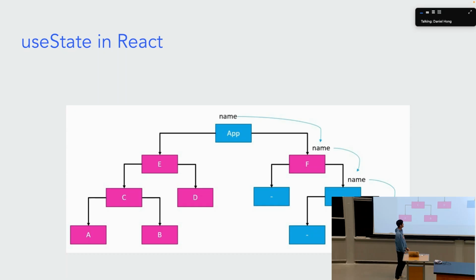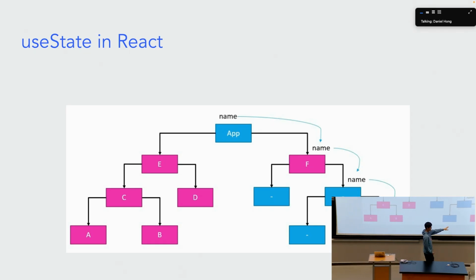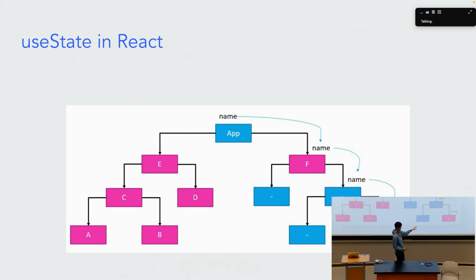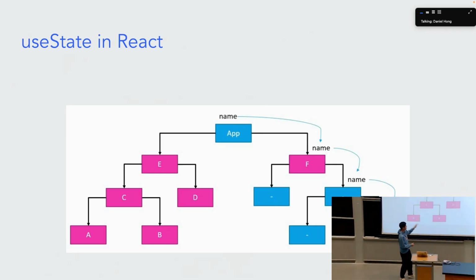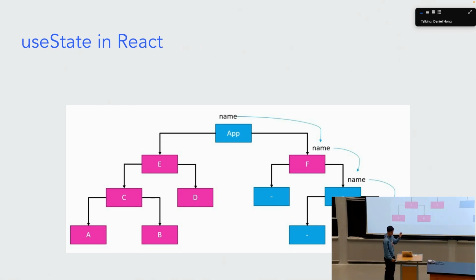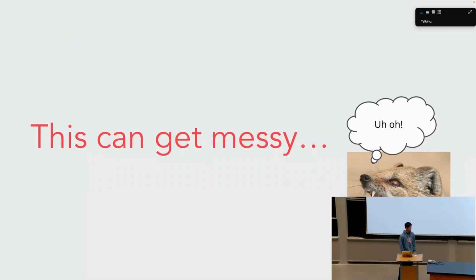Let's imagine that we have this following React component tree where we have a state called name in our top level component called App, but then we use the same state all the way over here in the component G. Then we have to pass this name prop all the way down from App to F, to potentially another component, all the way down to G. So every single step of the way, we're passing this name state as a prop through. This can get a little messy.